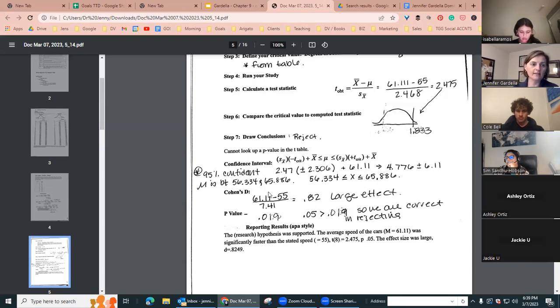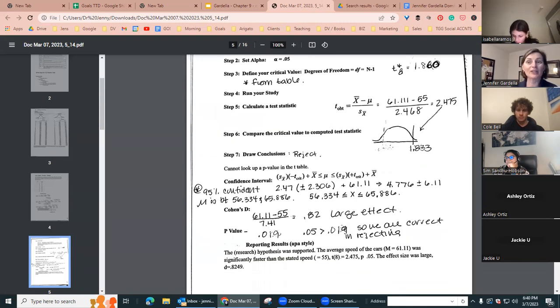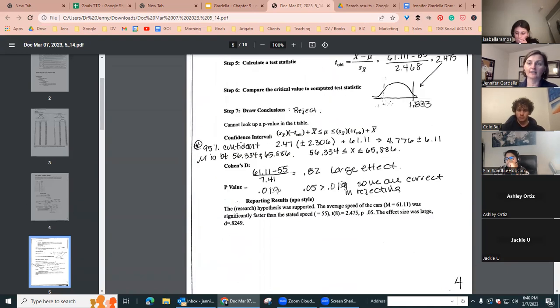Our Cohen's d, 61.115 minus 55 over 7.41. And that is 0.82. You will notice we got it right here. Same thing. So that's the good news. You really like when your calculations match what SPSS does. So we have a large effect.